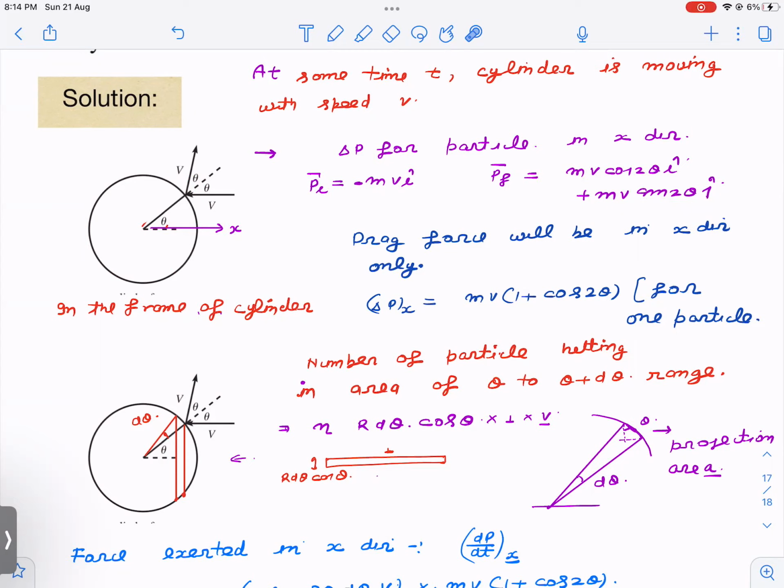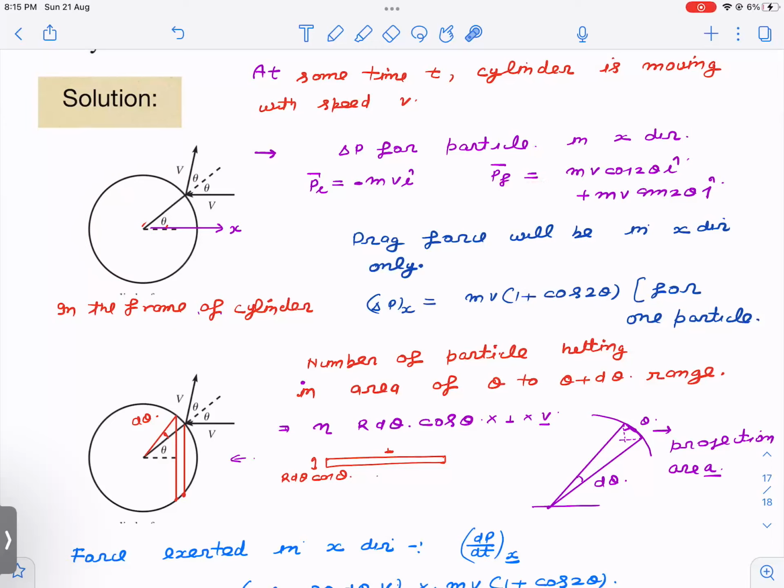Right. Now, one more thing we are going to see here: the change in momentum for the particle is happening in both x and y. But the y component will be this way here, and for a similar particle that you consider here, the y component will be this way. So it's very easy to see that the drag force is going to be in the x direction. So we are going to focus only on the change in momentum in the x direction.